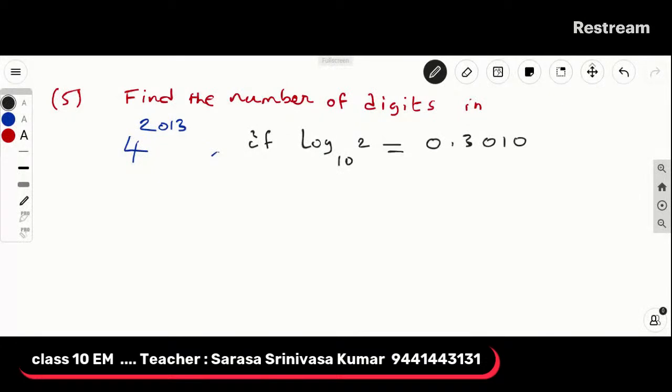If any student can answer this question, you respond in the chat box. If any student can answer this question, you can respond.